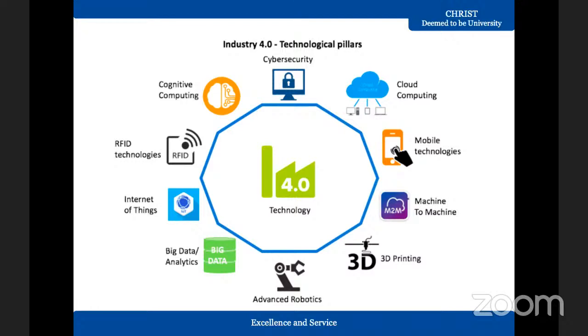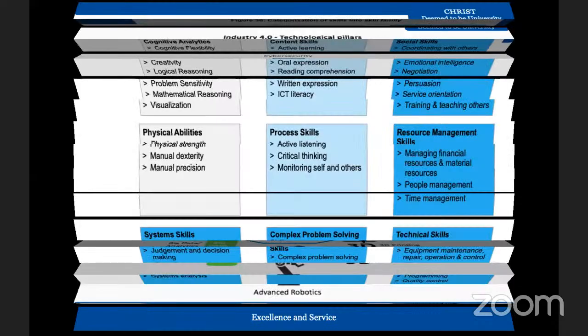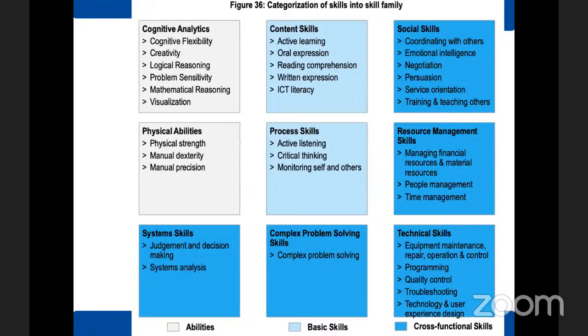And this slide will give you an overall picture of the technological pillars of Industry 4.0. So it covers, I think, all technologies, starting from cyber security, cloud computing, mobile technologies, machine to machine, that is, we call it M2M, then 3D printing, advanced robotics, big data analytics, Internet of Things. Now IIoT has come, Industrial Internet of Things, RFID technology, cognitive computing, right? So these are some of the technological pillars of Industry 4.0.